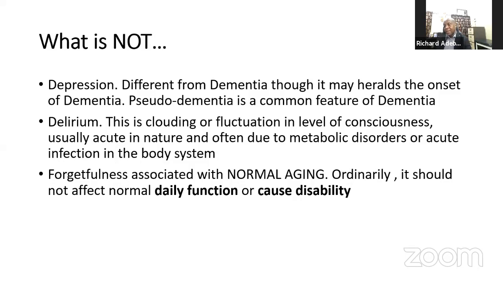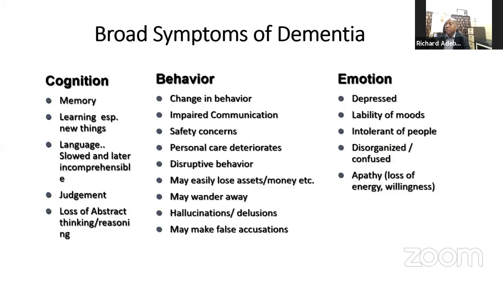The third one that I just want to emphasize on this slide is that forgetfulness associated with normal aging is not the same thing as dementia. All of us do forget things one way or the other. And as you grow older, yes, it can be part of normal aging. But the difference is that normal forgetfulness during normal aging should not interfere with normal daily function and should not cause disability for the individual. Unlike dementia, where the daily function will eventually be affected and the person will not be able to function well.